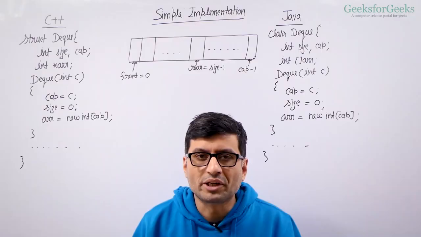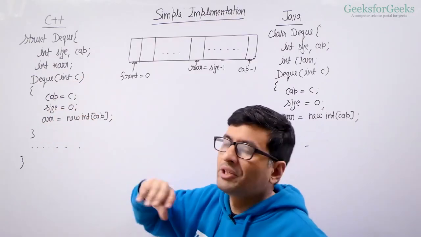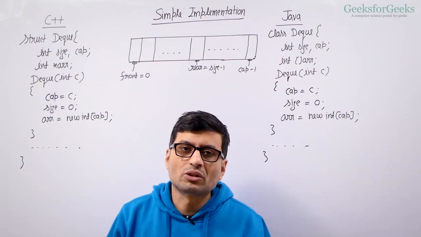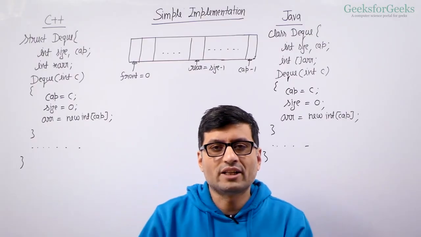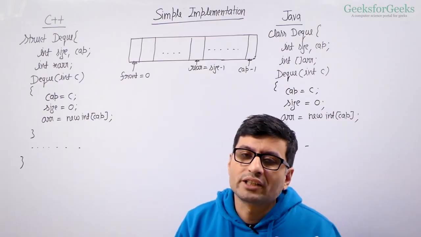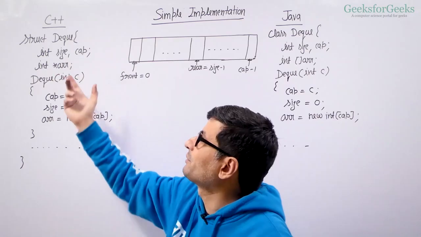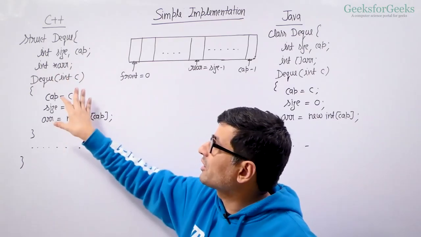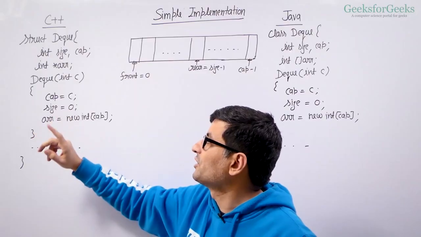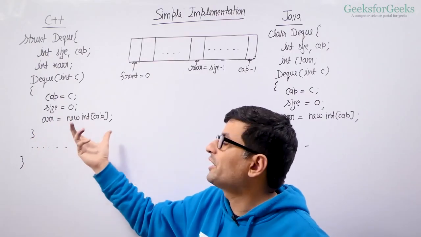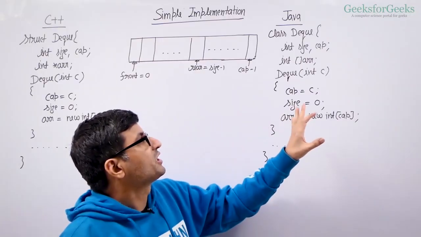In this simple implementation, we are going to follow this structure for Deque. So we do not need to maintain extra variables for front and rear because we can always get front at 0 index. We can get the rear at index size minus 1. So we are just maintaining size and capacity. We have a constructor where we initialize the capacity as C, size as 0, and we also create an array of the given capacity. Same as the implementation in Java.